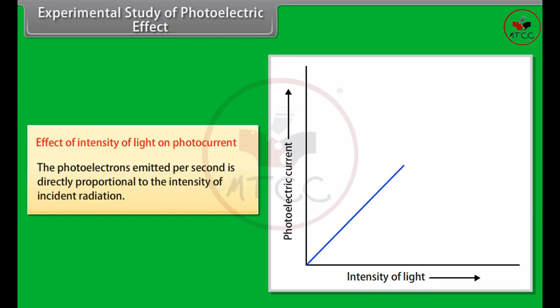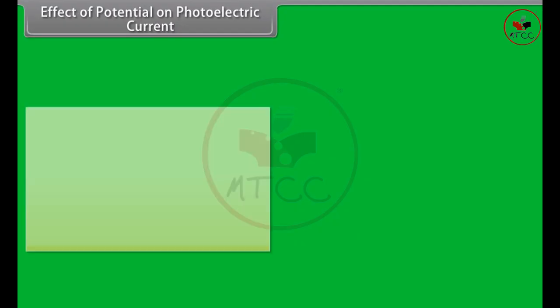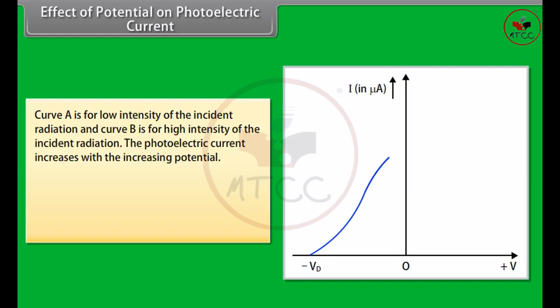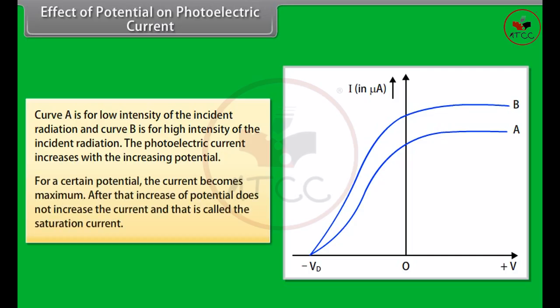Effect of intensity of light on photocurrent. The number of photoelectrons emitted per second is directly proportional to the intensity of incident radiation. Effect of potential on photoelectric current. Curve A is for low intensity of the incident radiation and curve B is for high intensity of the incident radiation. The photoelectric current increases with the increasing potential. For a certain potential, the current becomes maximum. After that, increase of potential does not increase the current, and that is called the saturation current.